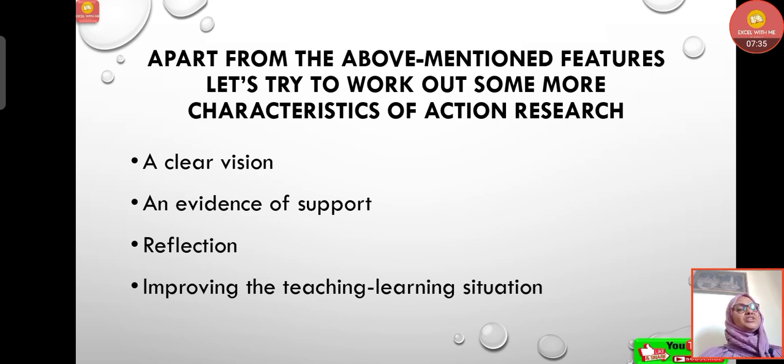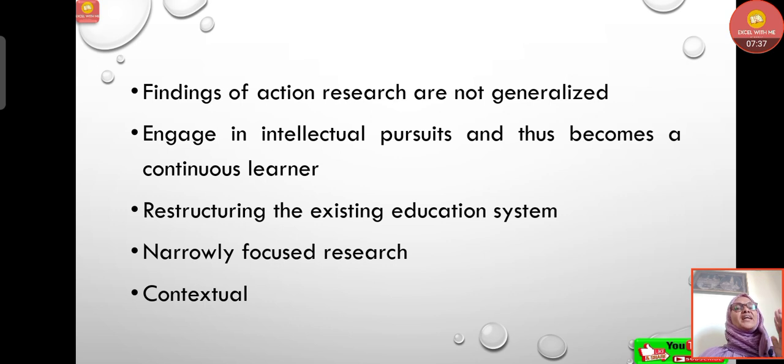Improving the teaching learning situation, obviously. Findings of action research are not generalized, they are specific, taking the particular problem, not like other applied and basic or fundamental researches. We will not go for generalizing things. Here, specific problem and solution.